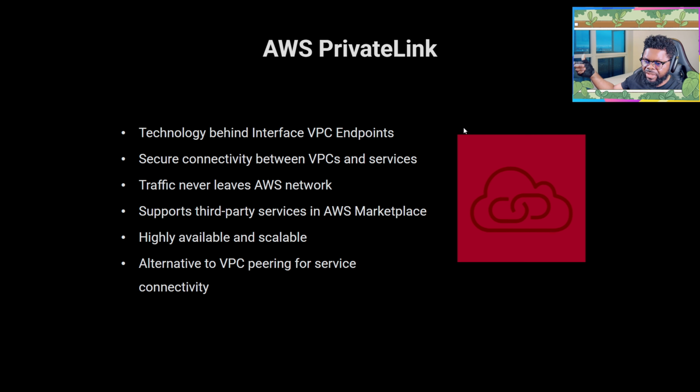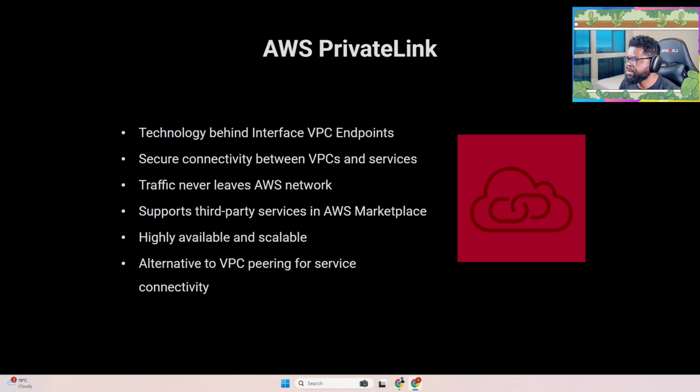We saw it when you were not connected to the internet and you still were able to reach your resource in the account, right? It supports third-party services in AWS Marketplace. It's a highly available and scalable alternative to VPC peering for service connectivity. VPC peering is good if they are your VPCs and you really want that full mesh, full connectivity. But if you just want one service to talk to another service within two VPCs, then PrivateLink is the option.